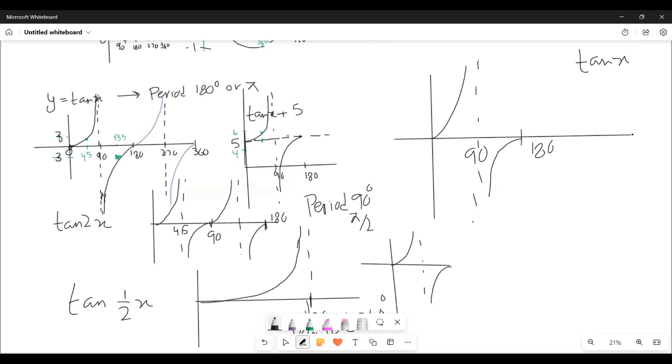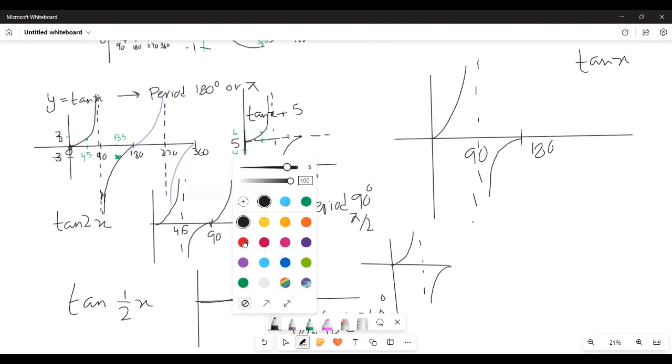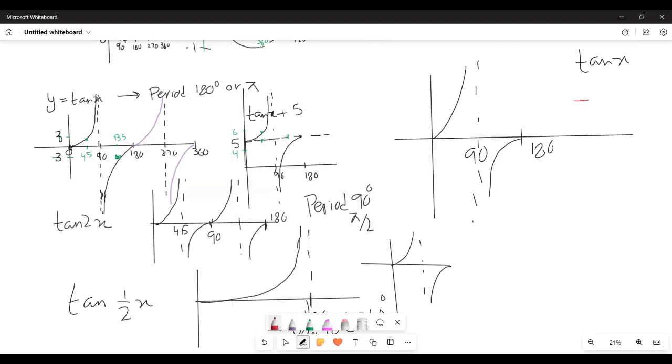If it is negative tan x, what do we know about negative effects? It reflects on the x-axis. So now that part gets reflected and this part gets reflected. So it becomes like this. So it's a reflection on the x-axis. Understood?